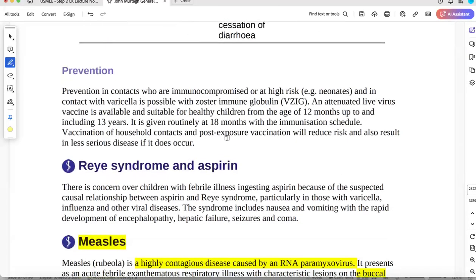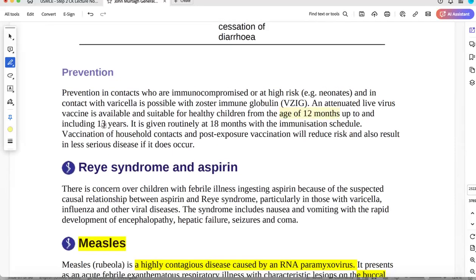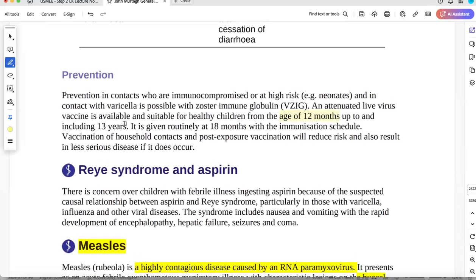Prevention. So can we prevent varicella? Yes, we can. Varicella can be prevented by the vaccine, but the vaccine is available from the age of 12 months up to and including 13 years. So the live vaccine that we give for varicella, there are 2 doses. One dose is given at 12 months and another dose is given at 18 months. So this is routinely given to every child in Australia. So the prevention is by vaccination.